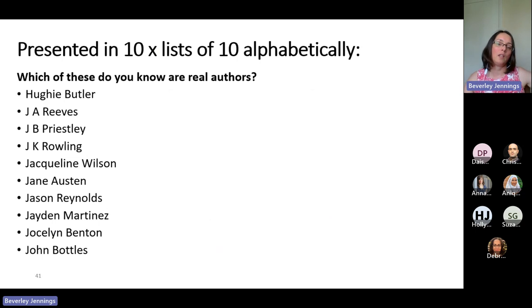So this is one of the lists of 10. The students would have to tick which of these they know are real authors. Have a look and see if you recognize any real authors on there. And I will move on and give you the answers. Very difficult to judge the time when I can't see you.